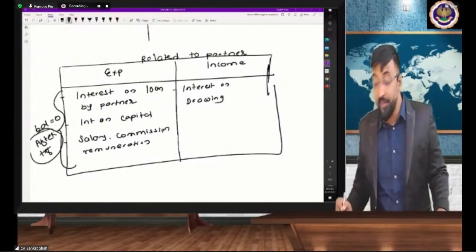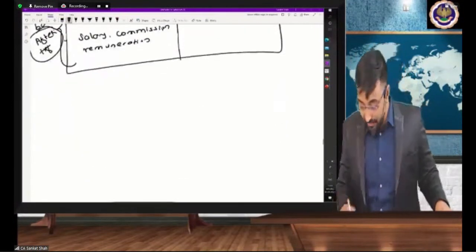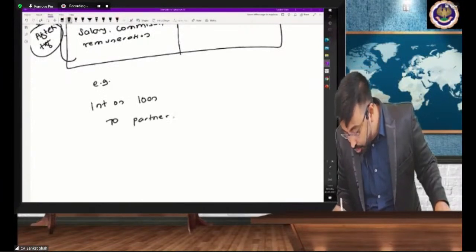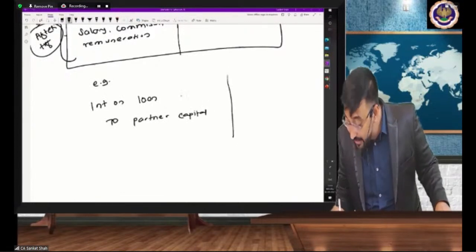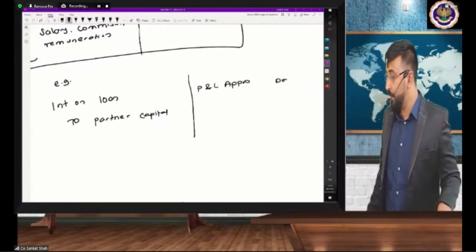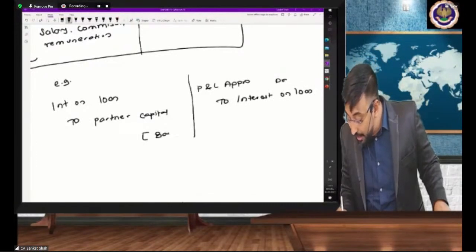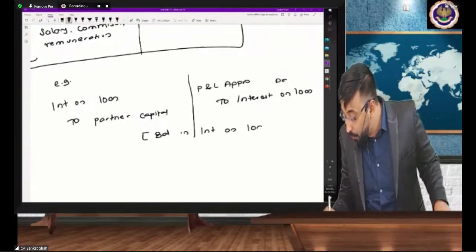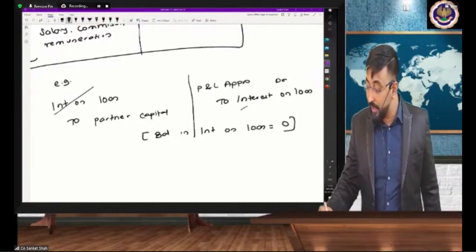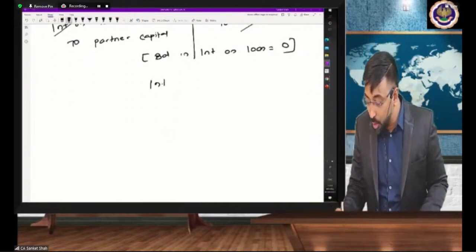So what is the entry for interest on loan? The entry is: interest on loan account debit to partner's capital. Sir, you taught this entry. Now this interest on loan is transferred to P&L appropriation. So P&L appropriation account debit to interest on loan. And now the balance in interest on loan, if you open this account, is zero. You got this concept now? So interest on loan will get cancelled, meaning its balance becomes zero.